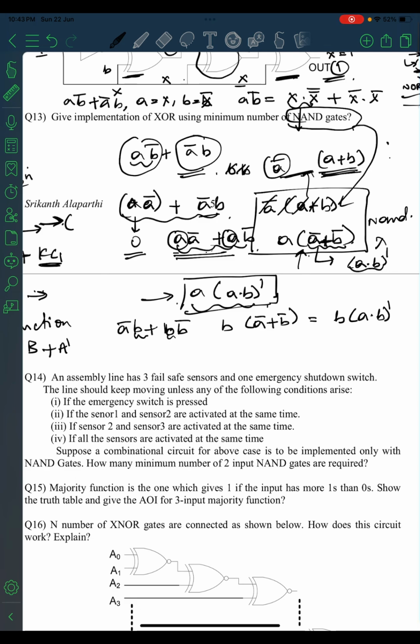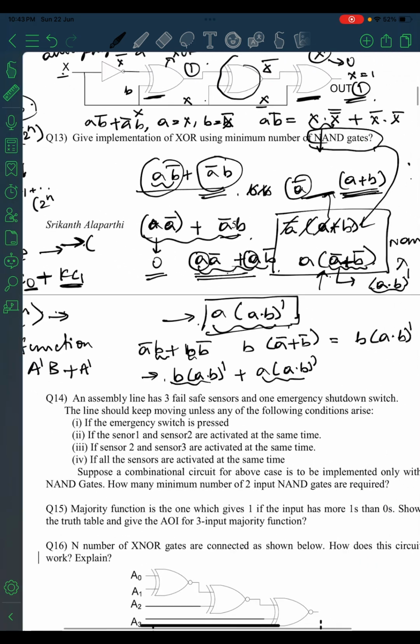So by using this small technique, we have converted the given two terms into B into (A dot B) whole complement plus A into (A dot B) whole complement. So this is the output. We need to do this by using NAND gates. How will you be using it? Now we have one NAND and two NAND.